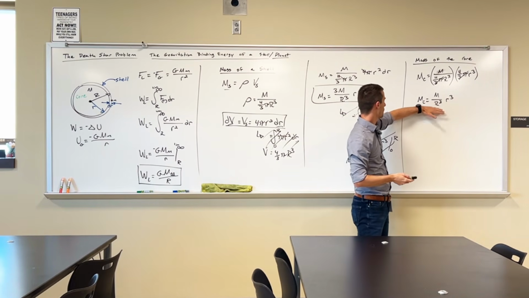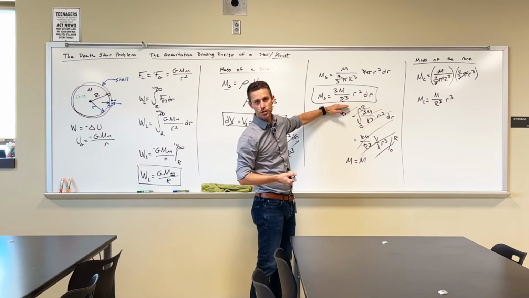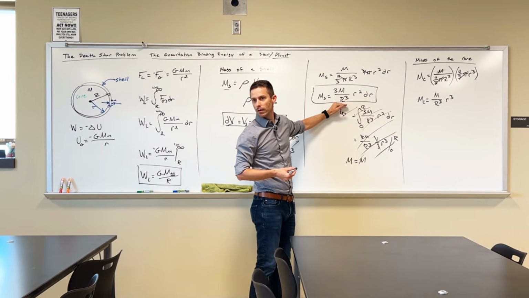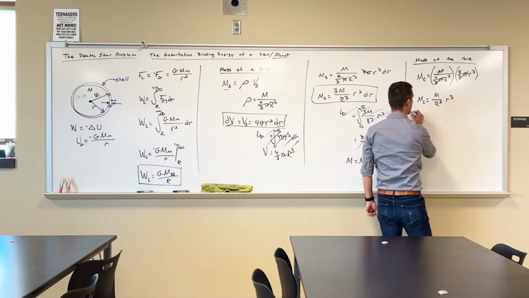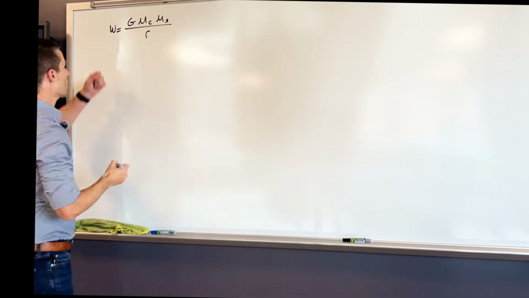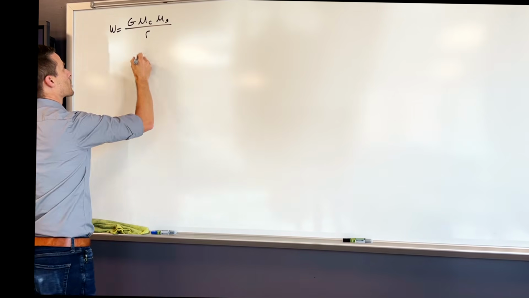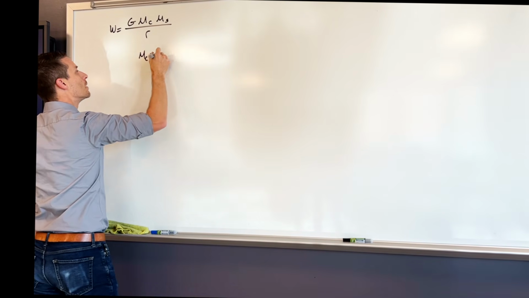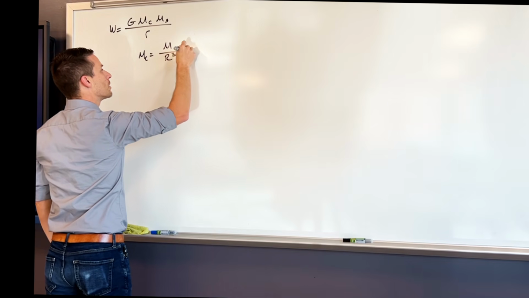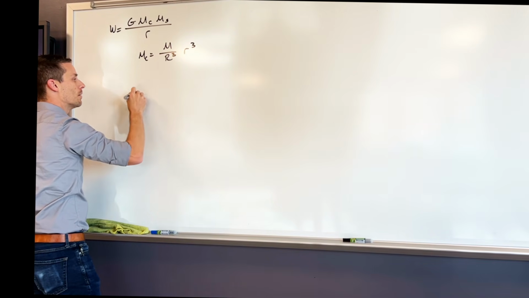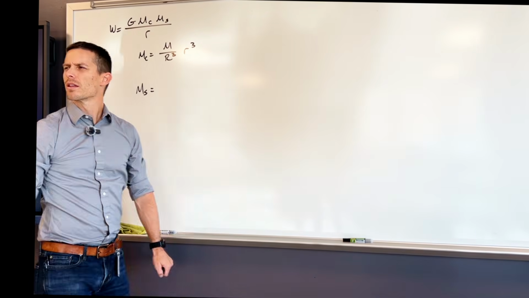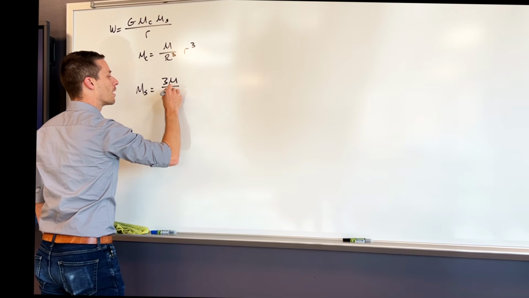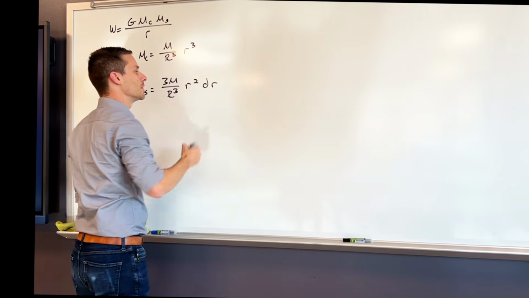So I've got the mass of the core, I've got the mass of the shell. So what do we do with them now? We put them into the work to lift. So we've got this work, and then we've got our equations for the mass of the core, which was M over R cubed times little r cubed. Two different r's. The mass of the shell is equal to 3M over R cubed, r squared dr.